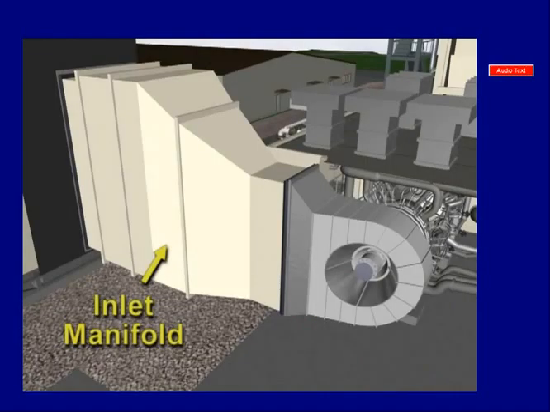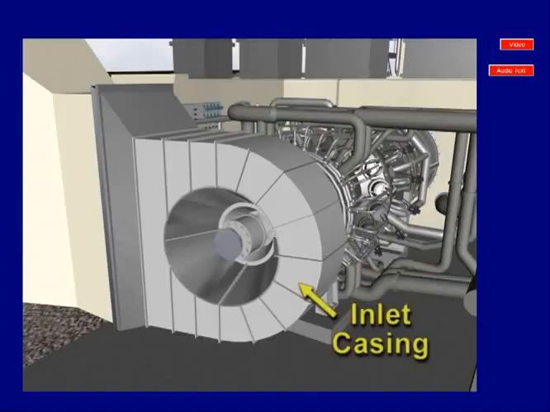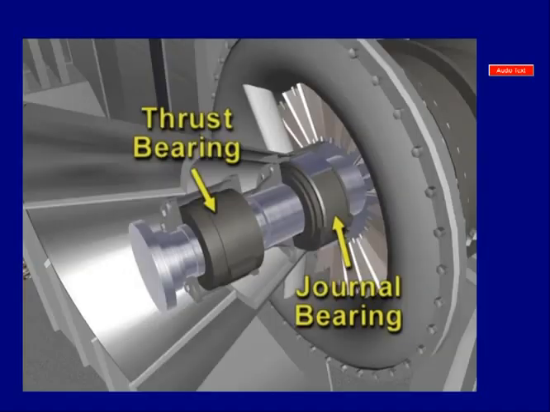The inlet manifold directs an efficient flow of air into the axial flow compressor inlet. The inlet casing provides a smooth transition flow of air into the axial compressor. Click on the video button to view an animation of the inlet air system. The inlet casing also provides access to the thrust bearing and the inlet journal bearing.